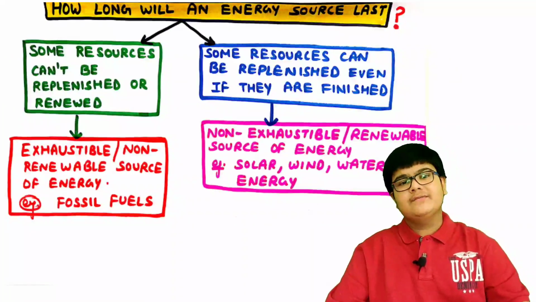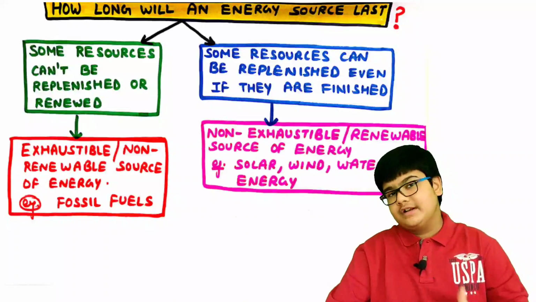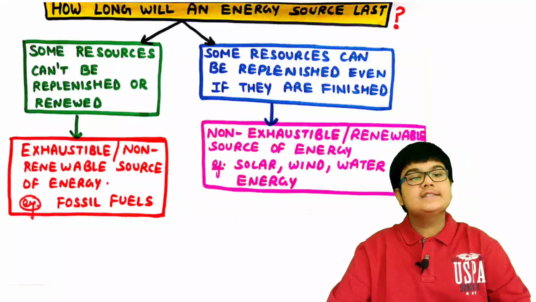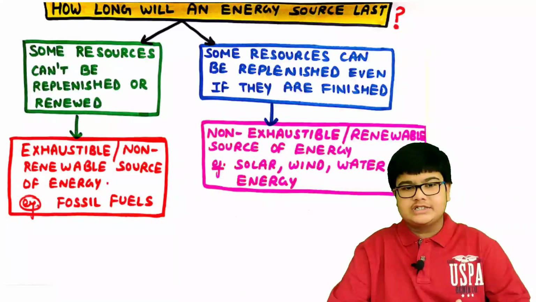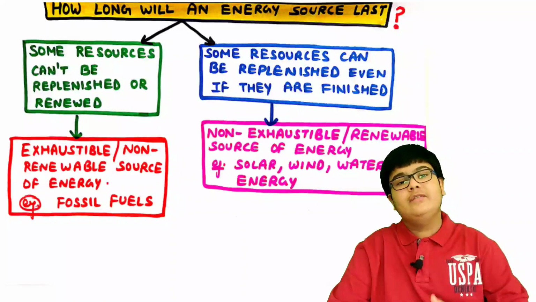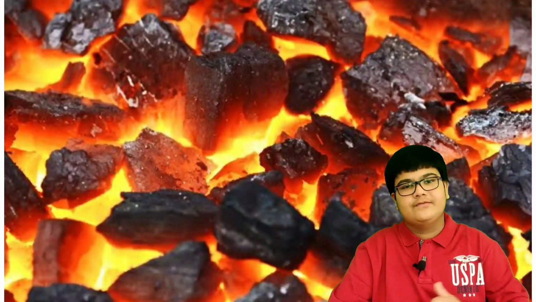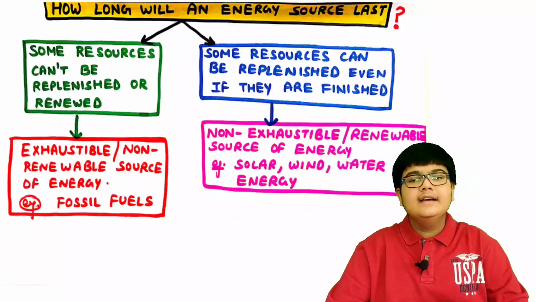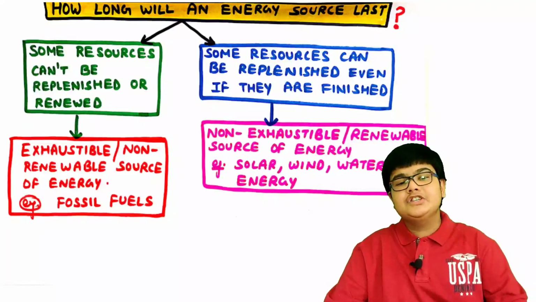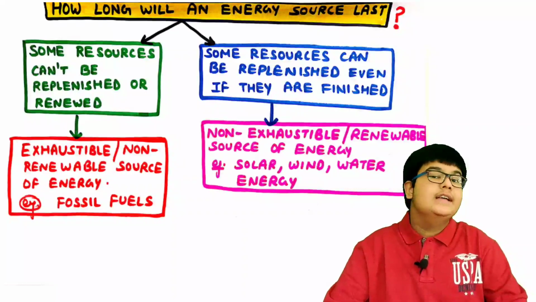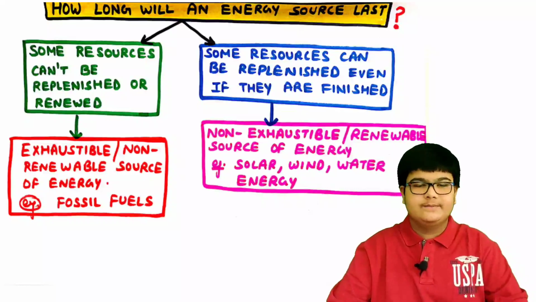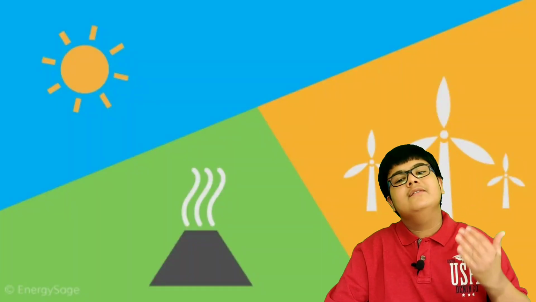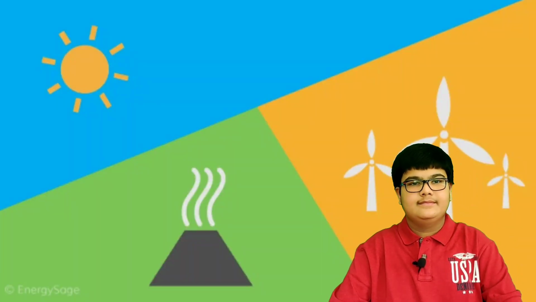A major question which arises in our mind is how long will an energy source last? Some sources can't be replenished or renewed. Such sources are known as exhaustible or non-renewable sources of energy. For example, fossil fuels. On the other hand, some resources can be replenished even if they get finished. These are known as non-exhaustible or renewable sources of energy. For example, solar, wind, water energy.